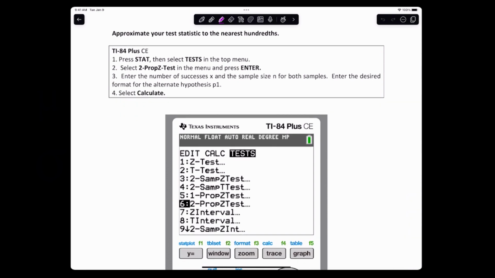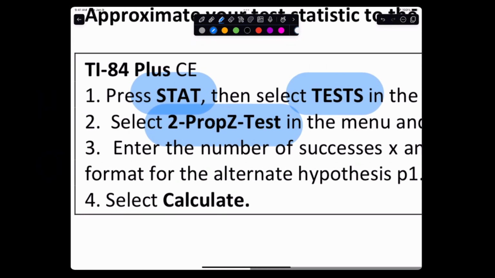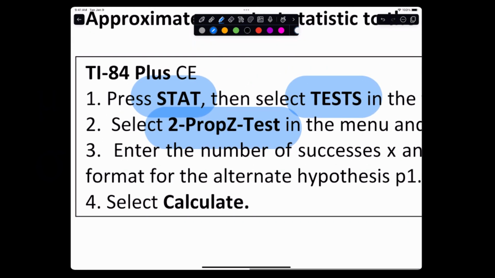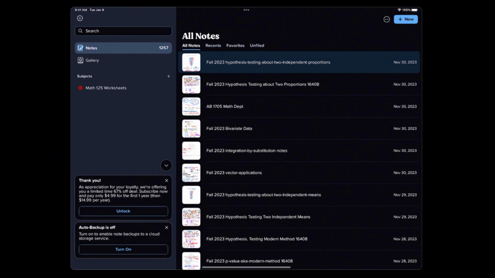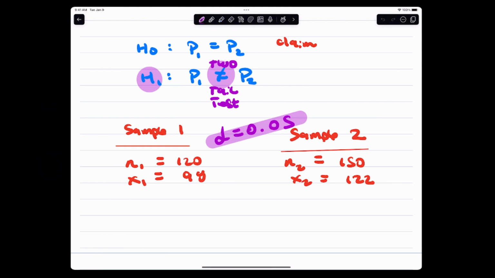But in the TI, what do you guys have now that's new? You're going to use now what in the TI? Stat, test, 2-PropZTest. Okay, let me say this again. Stat, test, 2-PropZTest. So stat test to proportion Z-test. I would write that down.